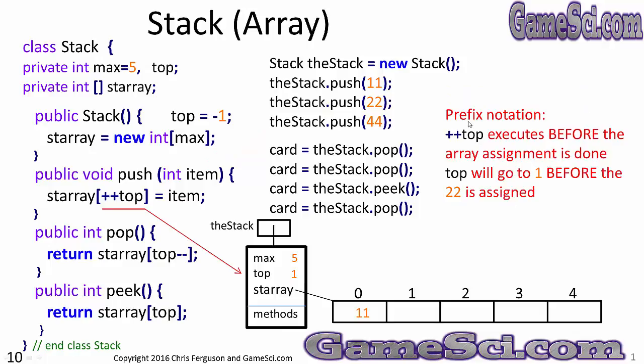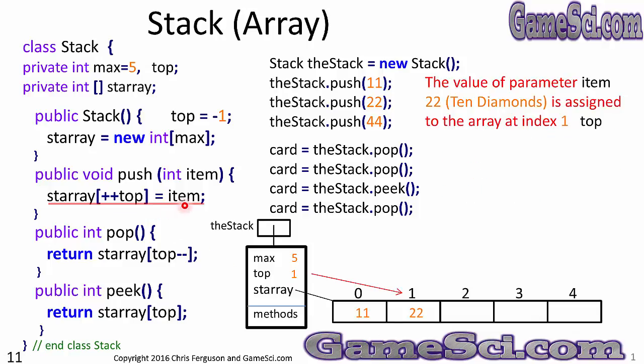Again, prefix notation. It's very important that you understand that plus plus top executes before the array assignment is done. Top will go to 1. Look at this. Top changes to 1 before the 22 is assigned to the array. Now that top is 1, the 22 will be assigned to the array, and you can see that 22 went into position 1 of the array. And now clearly 22 is the top of the stack.